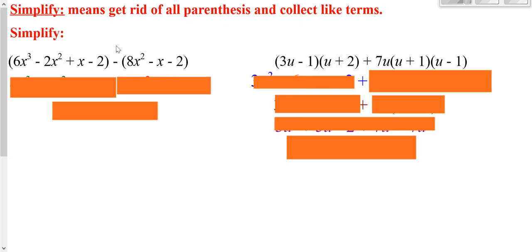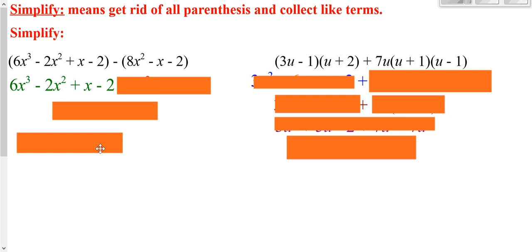So with polynomials, we can go ahead and simplify them. And so simplify means eliminate parentheses and combine like terms. Well, as we look at this first one, the first set of parentheses aren't doing anything. The second one, we'd actually have to distribute the negative through to each one, and then we could collect like terms. Like terms are those that have the same variables with the same exponents.